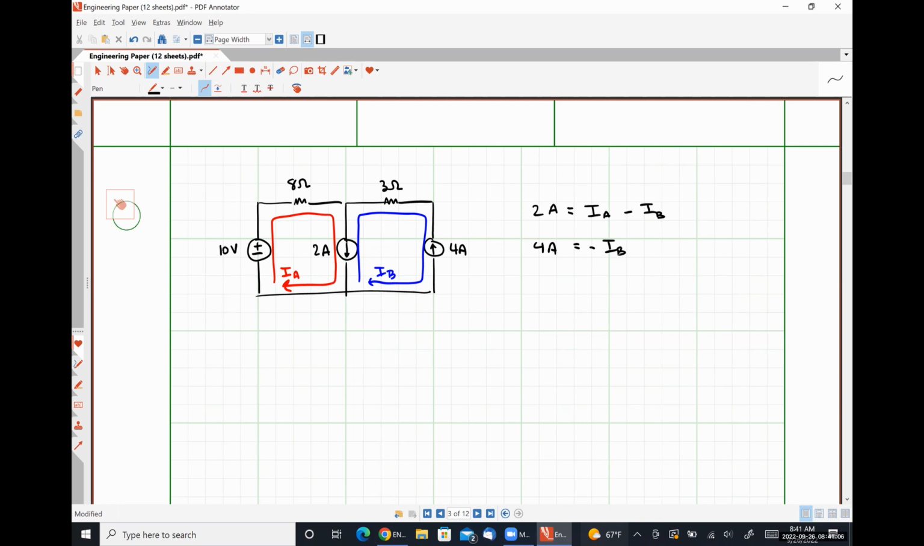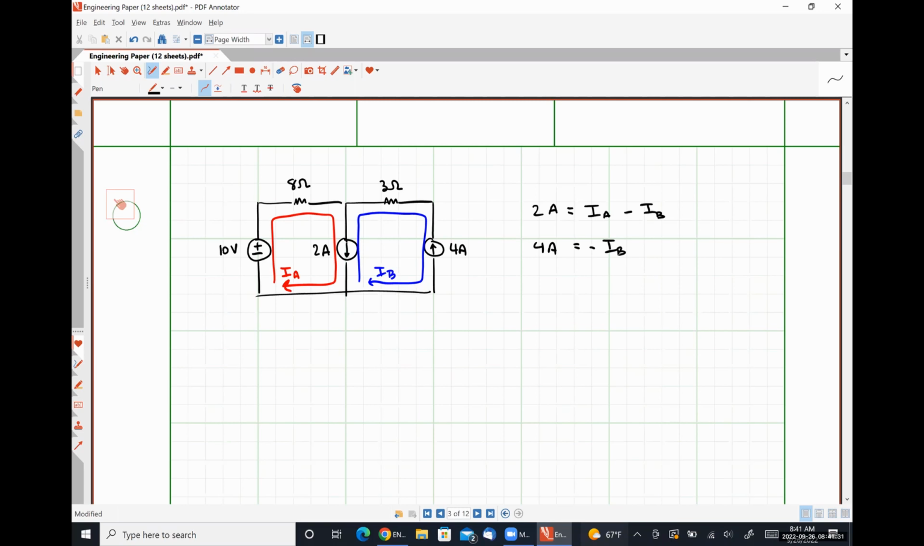We couldn't write a KVL equation around literally any path in this circuit without having to take a voltage drop over a current source, okay? We have 2 meshes. We have 2 equations. Why do we need any more information whatsoever, okay? Now, I gave you something this simple purely to illustrate what would happen.